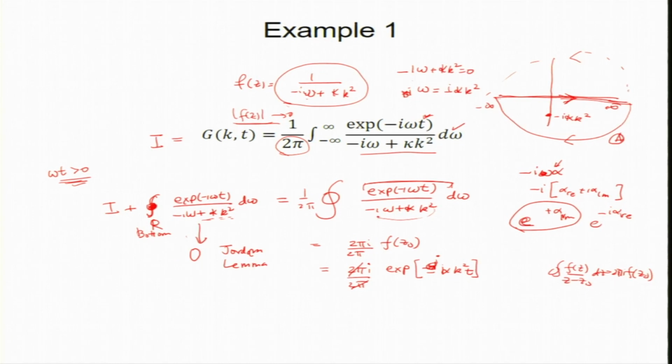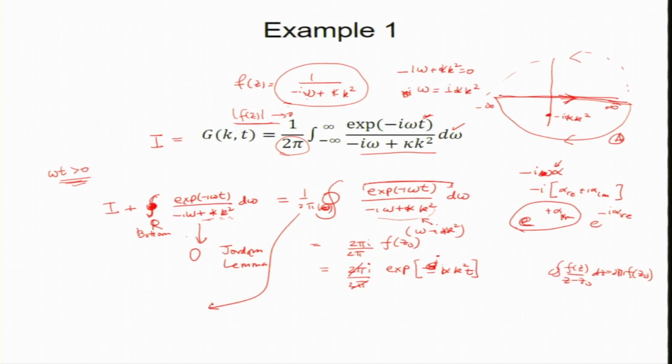So, we have to rewrite this as z minus z naught. So, there is a minus i sitting outside, so I have to pull out the minus i. Okay. So, I have to write this as omega minus i kappa k squared, and pull out minus i. So, let me just do it here.